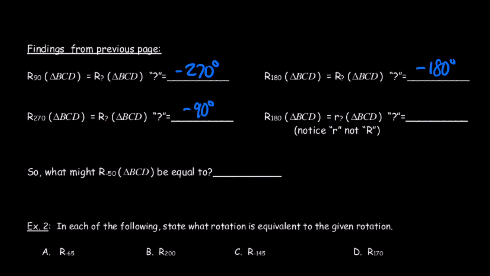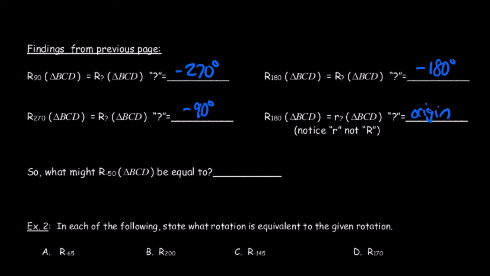And this last one's a little confusing. Notice that a rotation of 180 is equivalent to a reflection in what? So if we start here and we rotate 180, what's that the same as? It's a reflection through the origin.